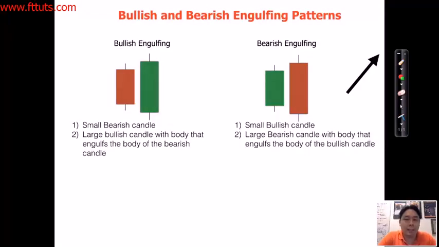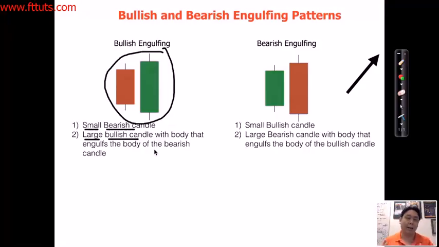All right, let's look at our last set of candlestick patterns, which is the engulfing patterns. First, the bullish engulfing and the bearish engulfing. So the bullish engulfing is a set of two candles that is made up of a small bearish candle, right? Small bearish candle, followed by a huge bullish candle that engulfs the body of the bearish candle. So what is engulf? Engulf means like to swallow, right? So you want this bullish candle, the body, to be bigger than the body of the bearish candle.